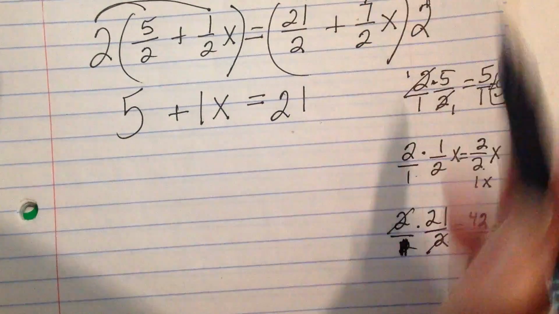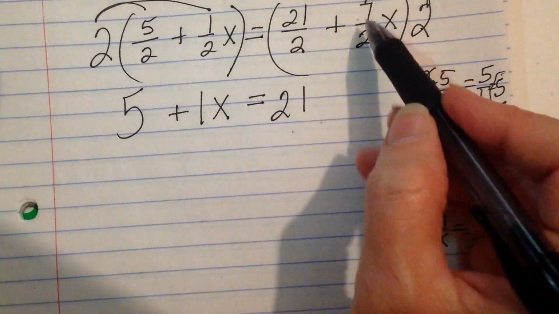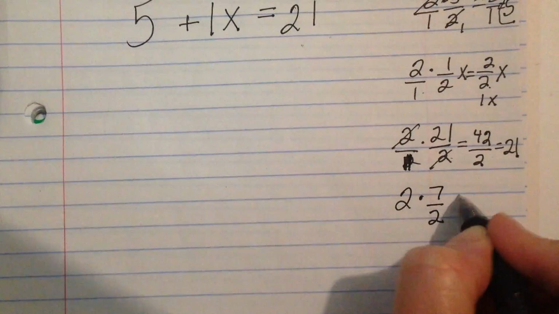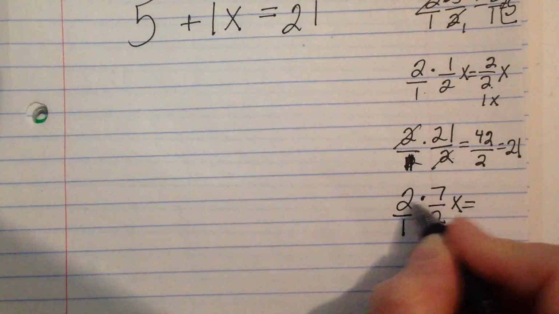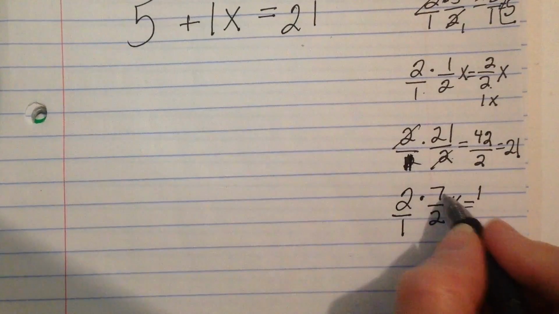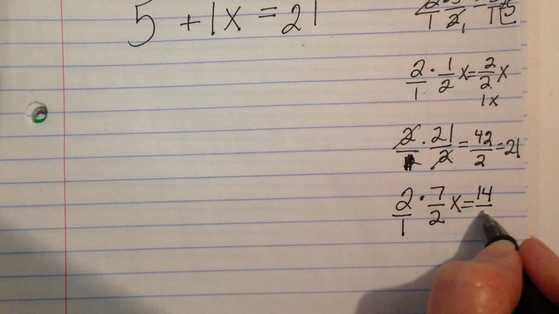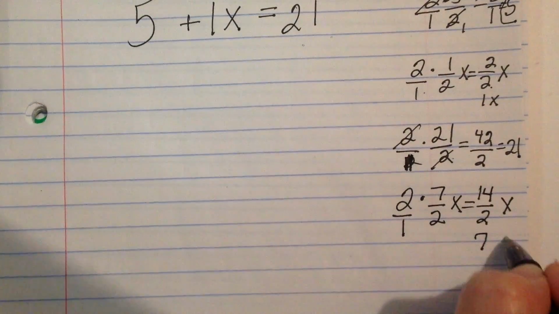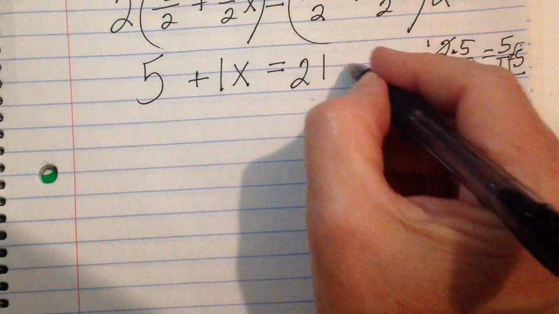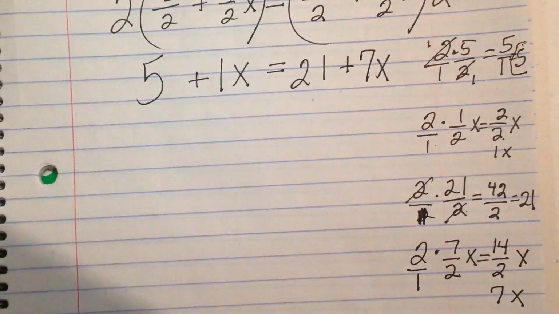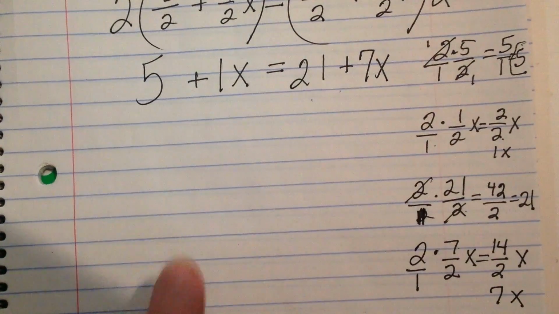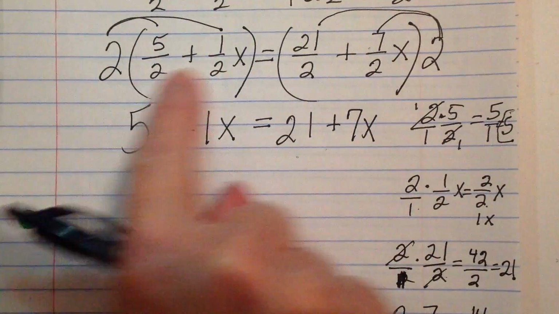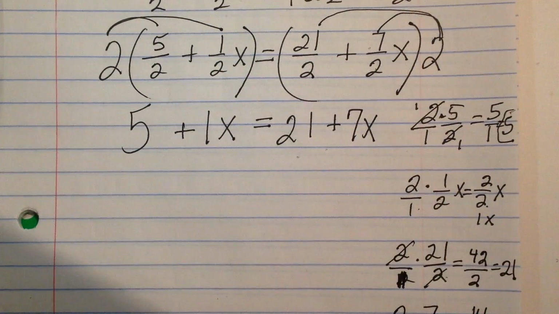Now let's multiply 2 times 7/2 x. Well, 2 times 7/2 x, 2's over 1. If you multiply straight across, you get 2 times 7's 14, 1 times 2 is 2, and you get x. 14 divided by 2 gives you 7x. So going back to my problem, I get 7x. So you see, I multiplied each term through by 2, and I have eliminated the fractions.